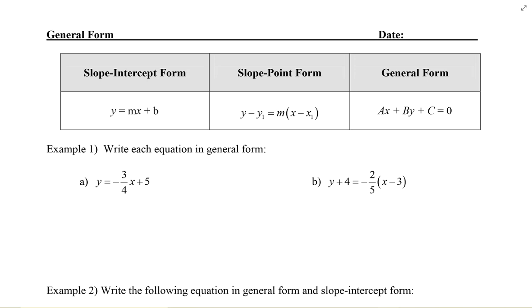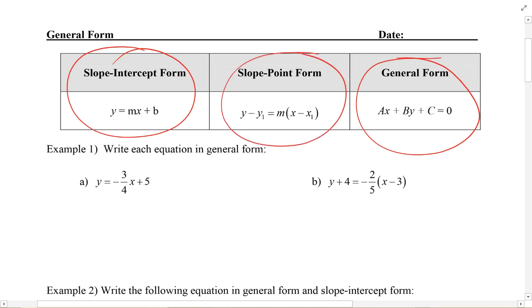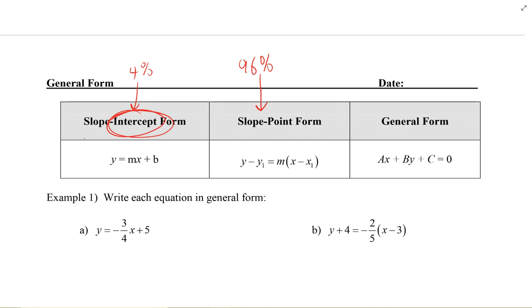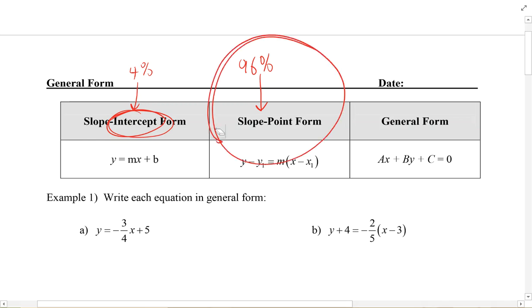Okay, so we got three different forms: slope-intercept form, general form, and slope-point form. What we do is, 96% of the time, we will be starting in slope-point form. Probably only 4% of the time, if that, you'll actually be able to start in slope-intercept, and the only way is if I tell you the intercept. Then you can start there. Very, very rare. And if you don't recognize it, you can always start here and then change it.